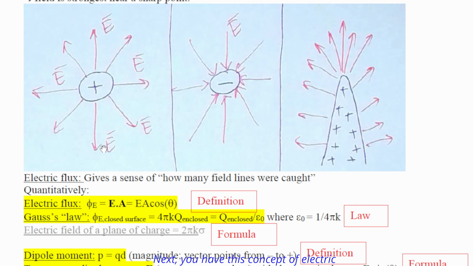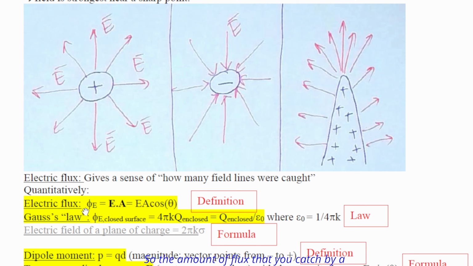Next, you have this concept of electric flux. If you have an area that's facing this electric field, or any field, a vector field for that matter, then a certain amount of field lines are caught. So how many are caught? This is kind of the spirit of this physical quantity, electric flux. More quantitatively, if these lines are closer together, that indicates a stronger electric field.